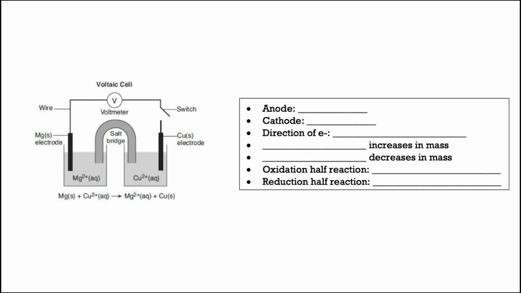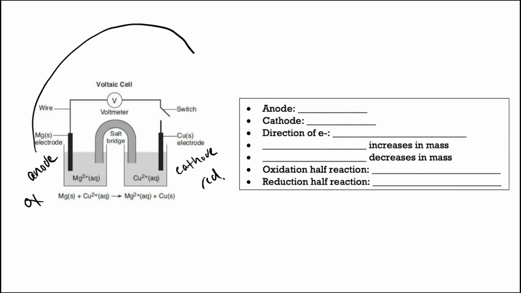Next, number 3, halfway done. Again, look at table J. Mg will be the anode, it is higher up. That means copper is the cathode. Reduction happens at the cathode. Oxidation happens at the anode. NOx, red cat. Electrons move anode to cathode. So now we can kind of jump in and answer all these questions pretty quickly.